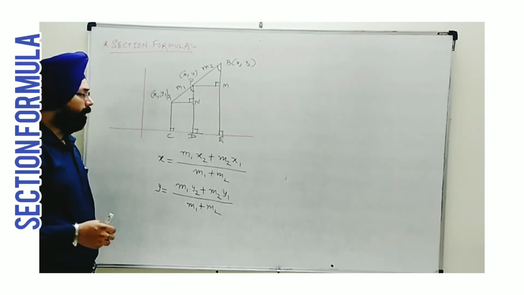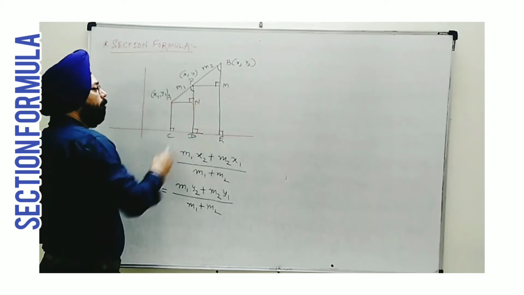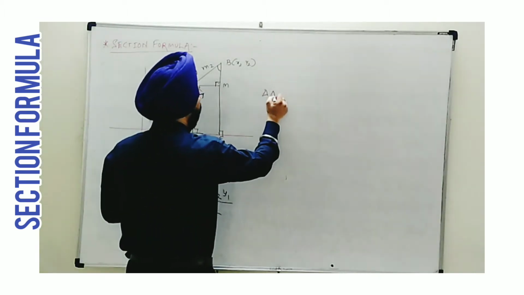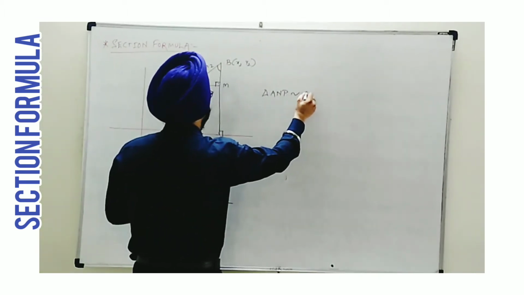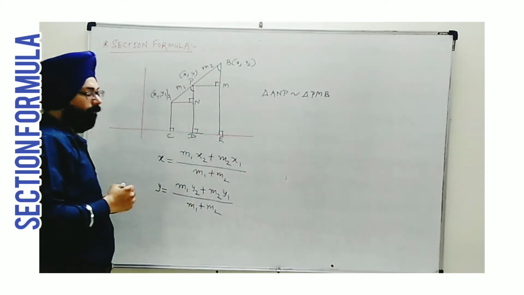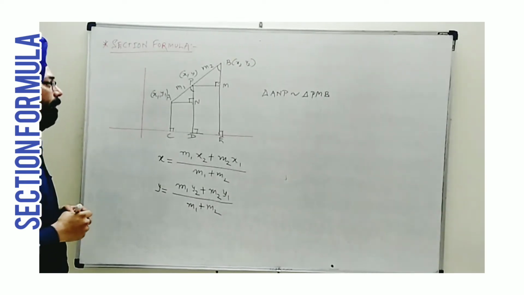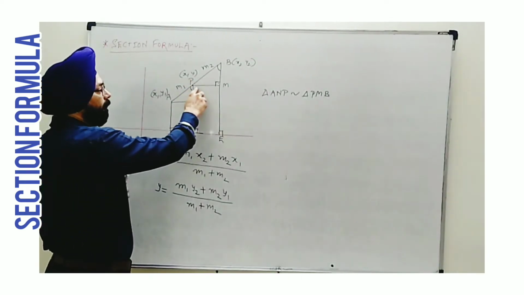Using AA similarity, these two triangles are similar. Now, triangle ANP is similar to triangle PMB. Take care of the sequence in the similar triangle concept. We need to be careful of the sequence of the vertices. So ANP is similar to PMB.